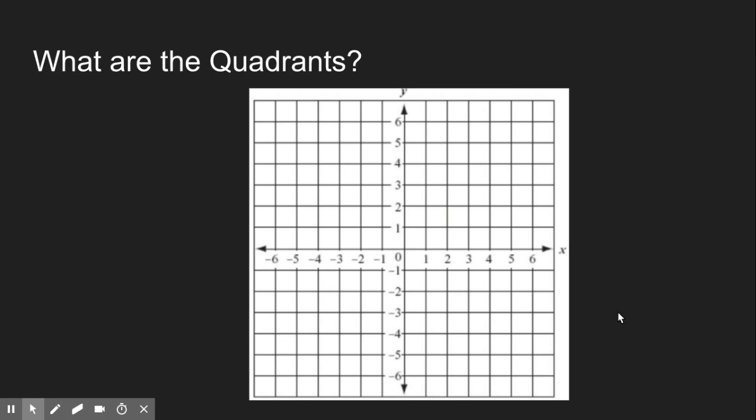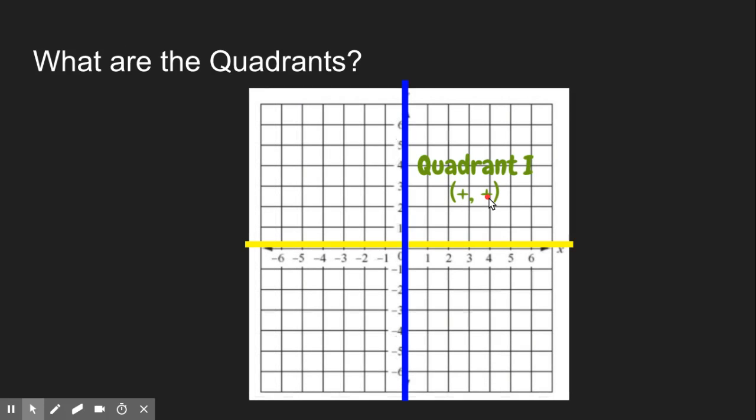So here's my coordinate plane. There is my x-axis and my y-axis. You can see a little bit better here that it's broken into 4 separate areas. So over here we have positive numbers, and we have positive numbers going up. So if your coordinate's going to end up in here, it's called quadrant 1, and both of my coordinates, my x and my y, are positive. So if I look at the coordinates and they're both positive, it ends up in quadrant 1.